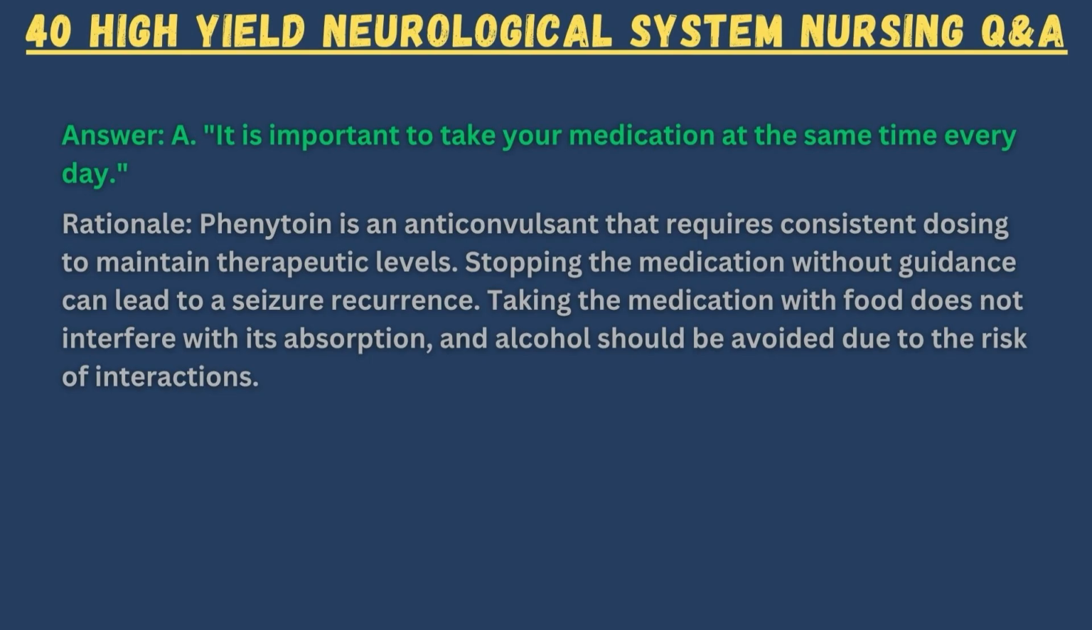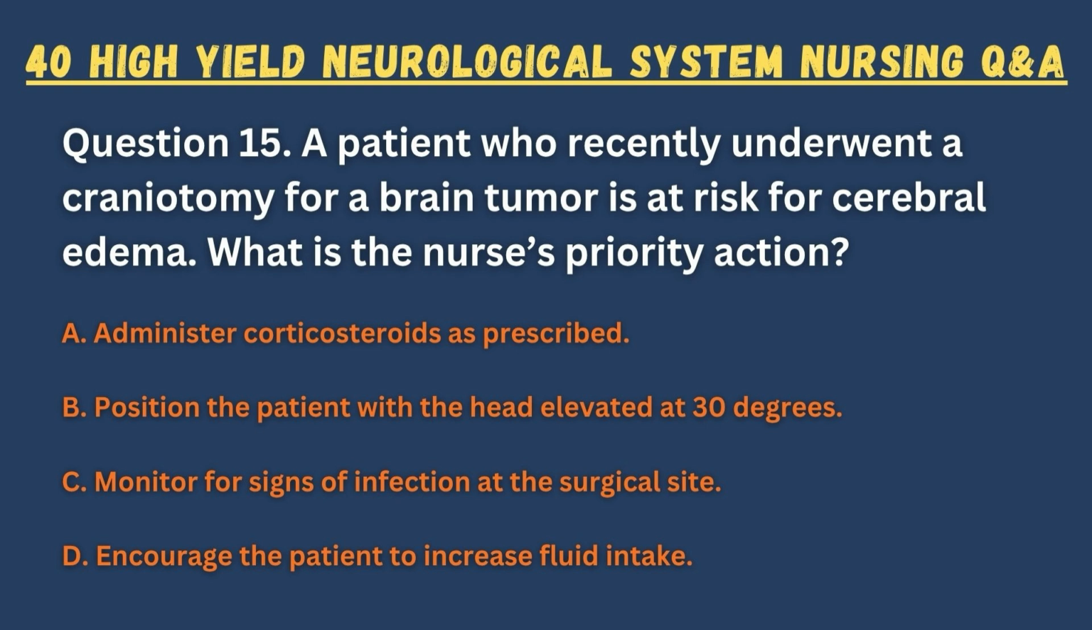Rationale: phenytoin is an anticonvulsant that requires consistent dosing to maintain therapeutic levels. Stopping the medication without guidance can lead to a seizure recurrence. Taking the medication with food does not interfere with its absorption, and alcohol should be avoided due to the risk of interactions.